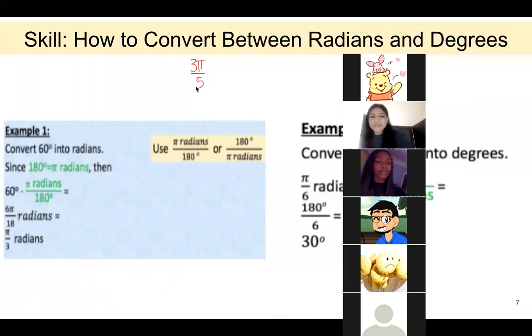Let's try to convert that to degrees. Now here are the 2 different things we can use. Because I want to get rid of the radians, and this is a radian. Whenever you see the pi symbol, that's going to be radians. I'll just call it rad. Whenever you want to get rid of the radians, you're going to use the multiplier that has the radians in the denominator position. So I'm going to use that one.